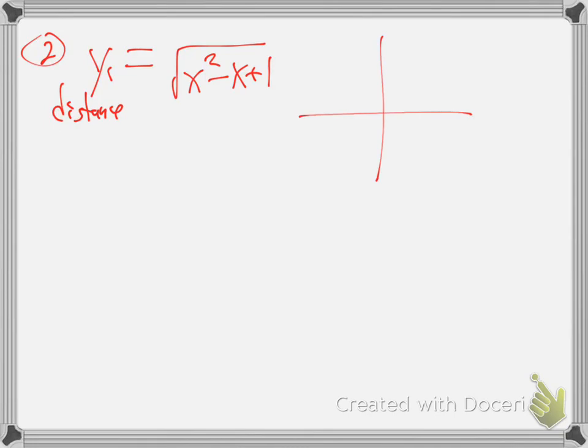Y'all getting that? My window's still negative 10, positive 10, negative 10, positive 10, which has been working so far. In a minute, it won't at all. And I want to show you one of those when it doesn't, because that's really important. So the minimum looks like it's just a little bit to the right of the origin, huh? So anyway, find the minimum, hit second calc, come down to minimum. It says go left of it, right of it.